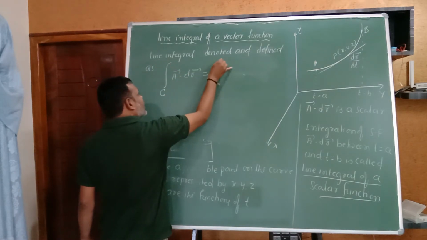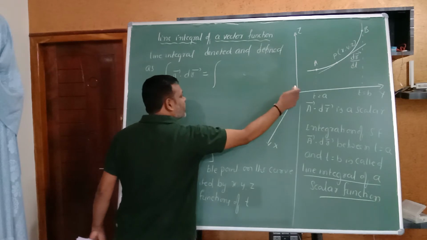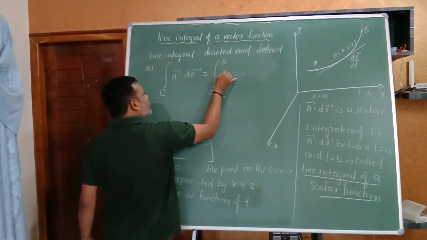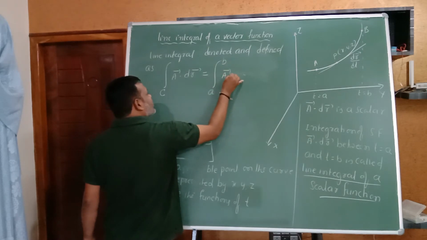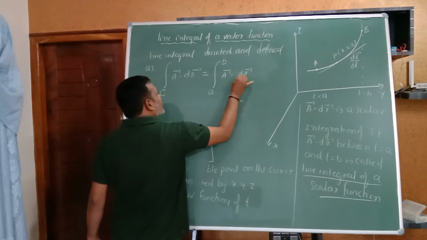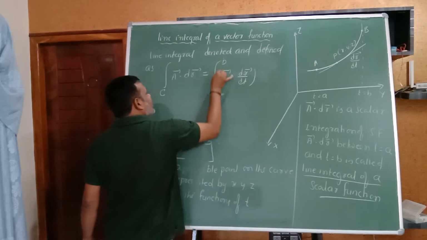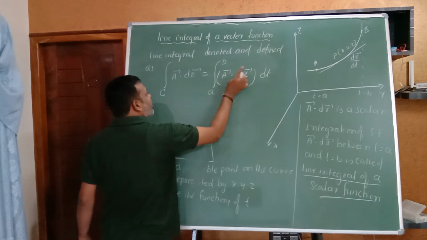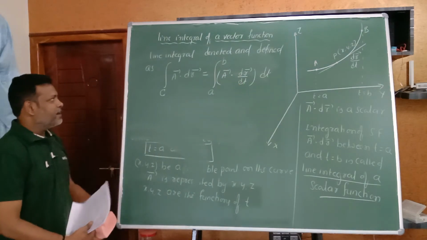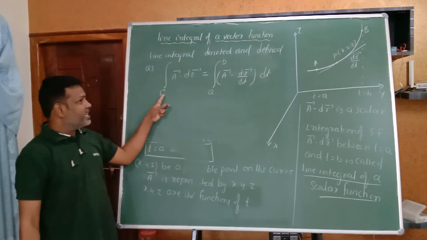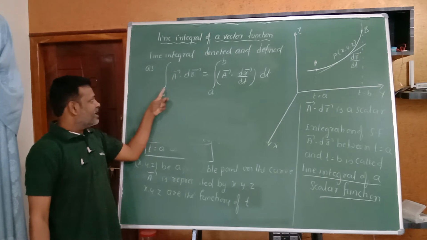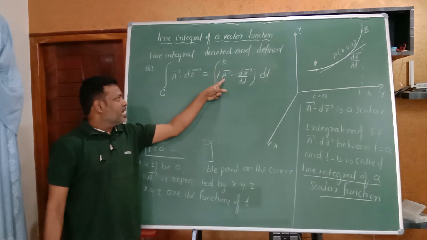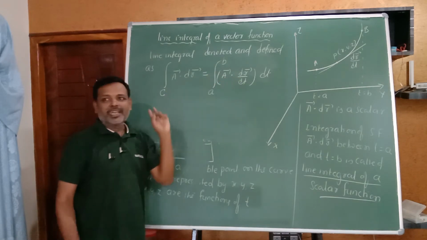This is given by the integral from t equal to a to t equal to b of a vector dot dr vector divided by dt into dt. Again look at that, dt gets cancelled, you will get a dot dr vector. Keep in mind, the line integral over a curve C is given by the integral over C of a dot dr, which is given by the integral from a to b of a vector dot dr by dt into dt.